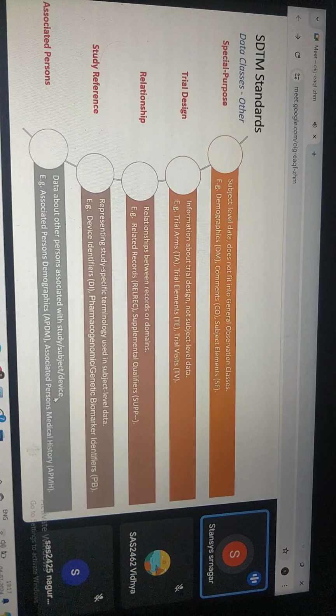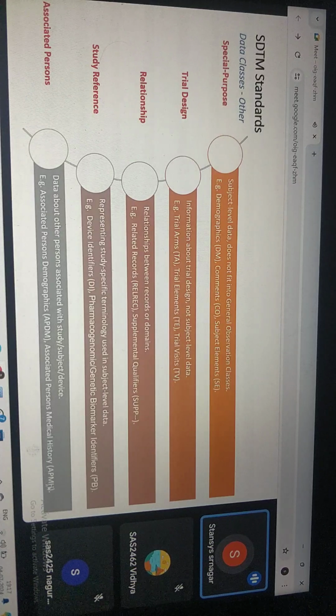So that father and mother related information is captured in the study. Obviously they are going to capture that information, but we cannot fit it into the regular domains. There we can create the associate person domains. For example, for associate person related demographics, we can put the APDM. APDM is the associate person demographic.